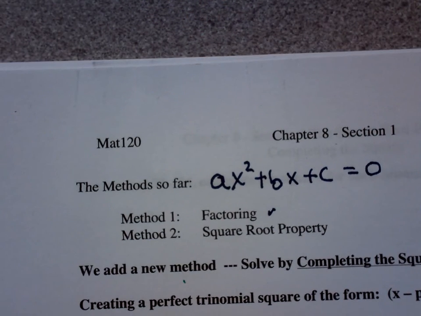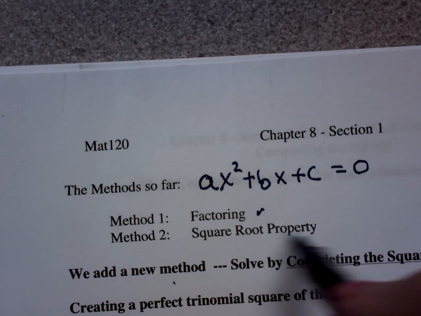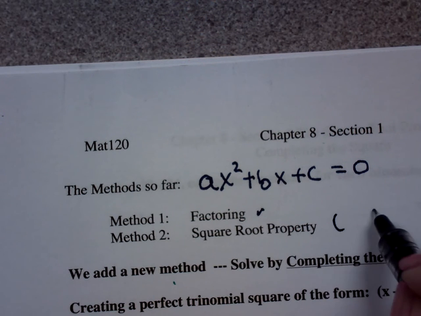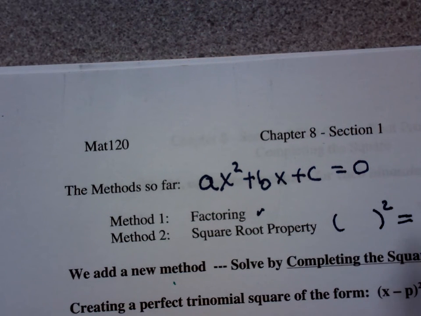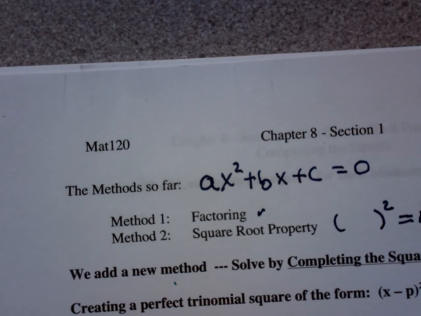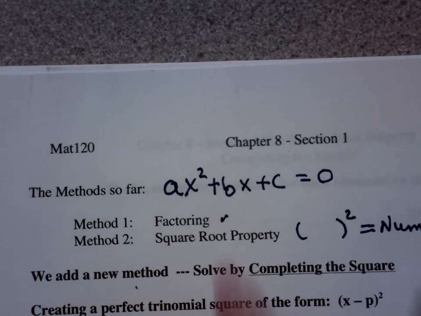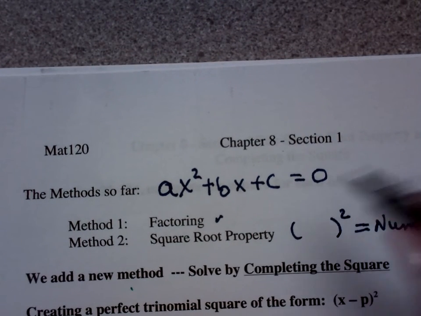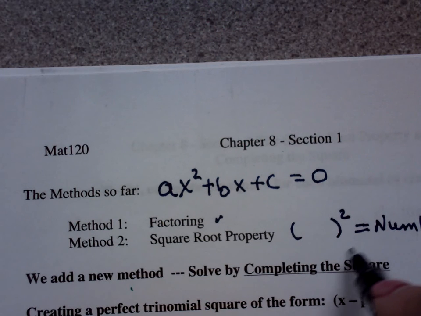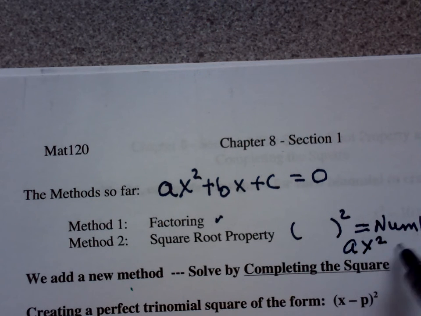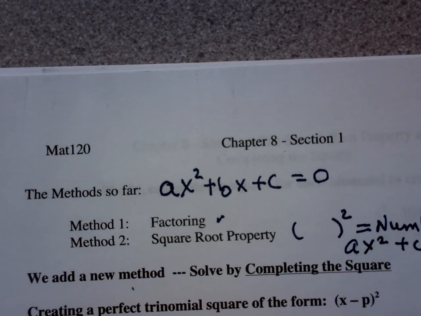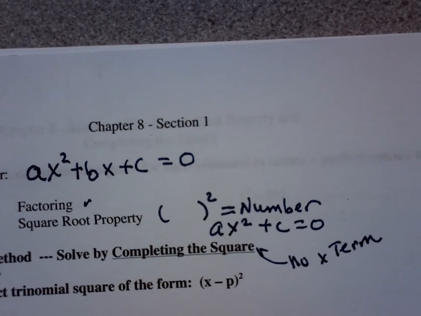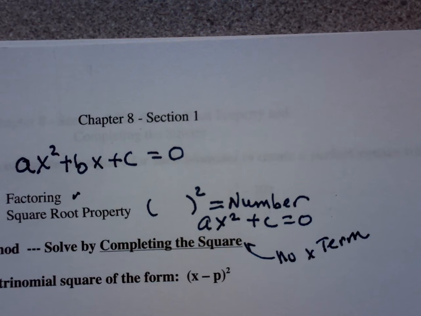And the square root property, and this guy, we are looking at something of some quantity squared equaling some number. That's one thing that we look at. Or in the world of ax squared plus bx plus c, it's got to be of the form ax squared plus c equals 0. For the most part, no x term. So, you know, it's really rather limited, the square root property.